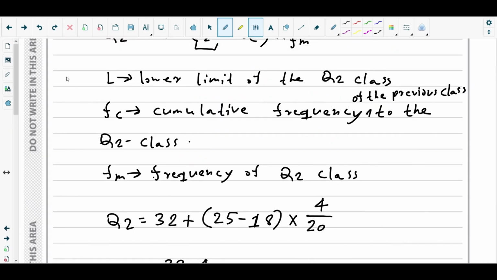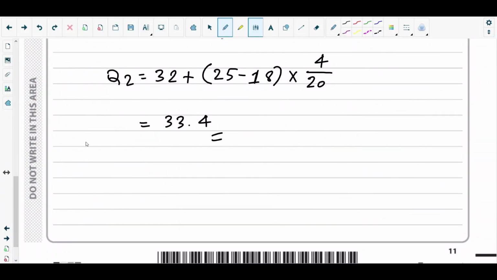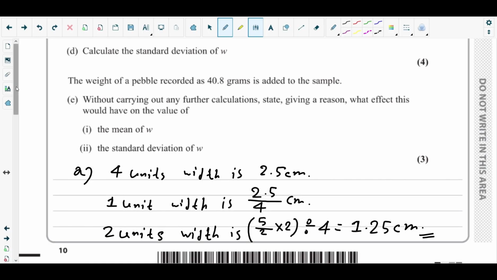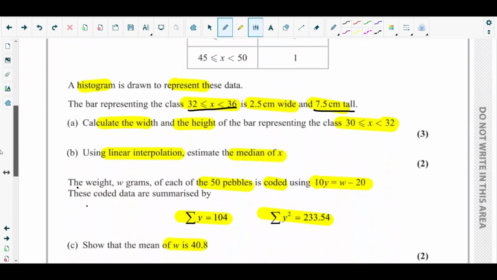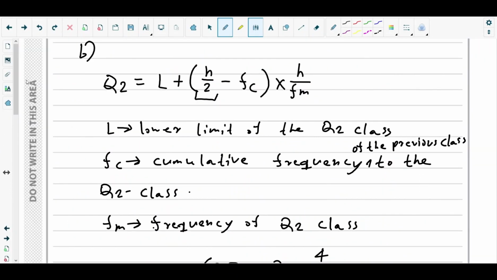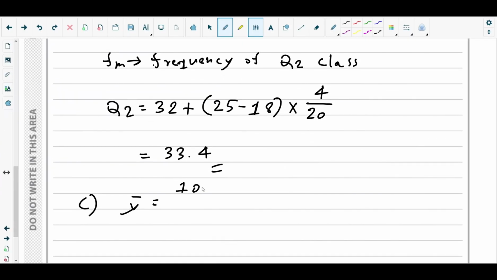So for part C, at first let's find out the mean for y. That is y bar. Y bar equals summation of y over 50. Summation of y is 104. So 104 over 50. So that is how much? This is basically 2.08.